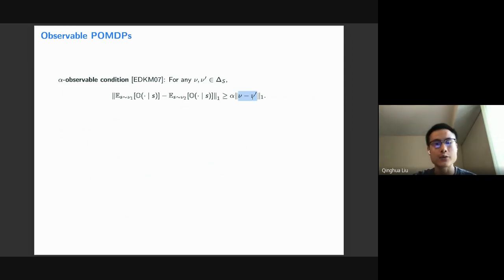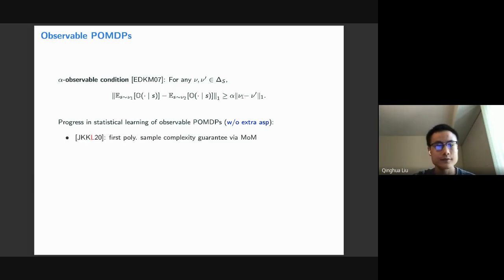By introducing this condition, we can guarantee different state distributions will induce different observation distributions. As a result, we can get rid of the previous pathological examples. And by assuming this alpha observable condition, in 2020, with Akshay, Sham, and Chi, we proved the first polynomial sample complexity guarantee for learning POMDPs by using the method of moments.